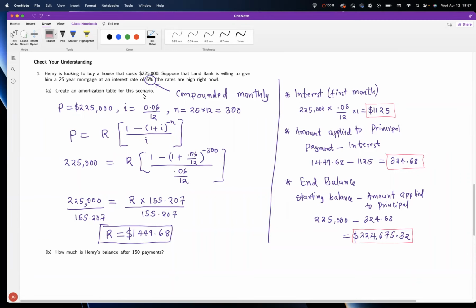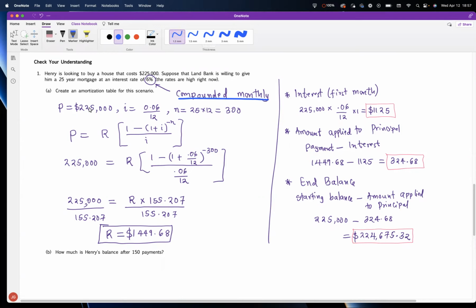I am going to create a short video to show you how to create an amortization table for the problem that we began in class. Some of you finished, some of you did not. So here we go. Henry is looking to buy a house that costs $225,000. Suppose that Land Bank is willing to give him a 25-year mortgage loan at an interest rate of 6%. Now remember, mortgages are paid monthly, and so we will assume monthly compounding. Take note of that.